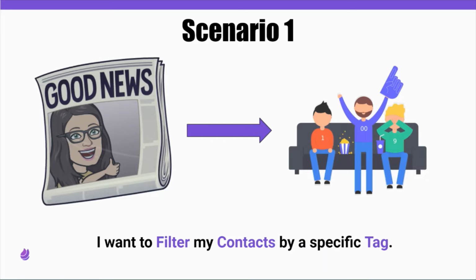So we'll start with number one. We'll start with a simple one. We'll work our way up from there. I want to send an e-blast or mass email to all of my contacts who have subscribed to my newsletter.